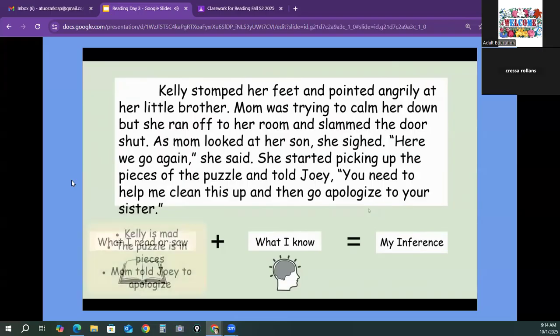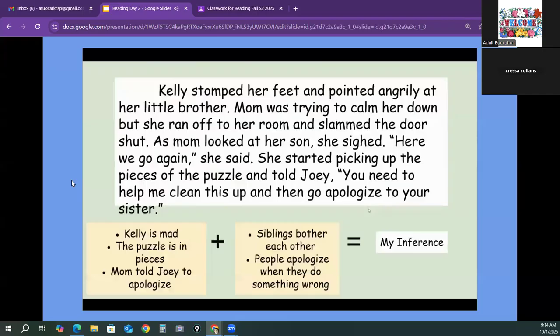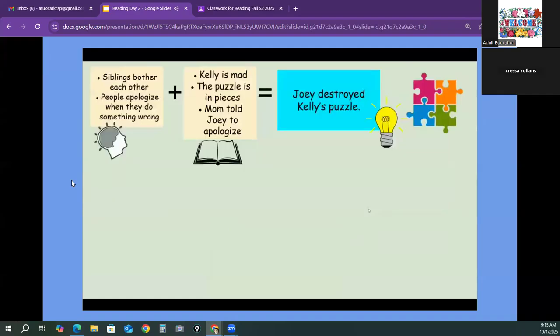What I read is that Kelly is mad and the puzzle is in pieces and Mom told Joey to apologize. What I know, my background knowledge, is that siblings bother each other a lot and people apologize when they've done something wrong. So my inference is that Joey destroyed Kelly's puzzle.